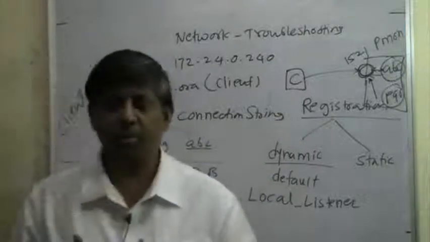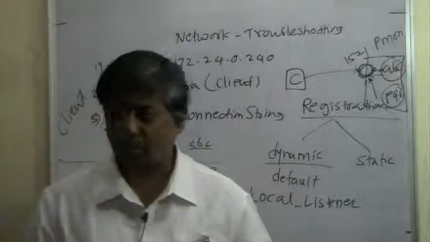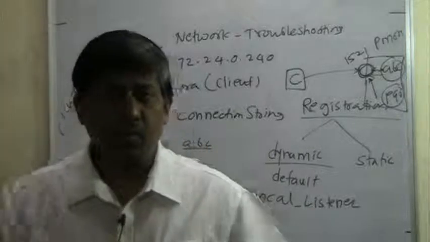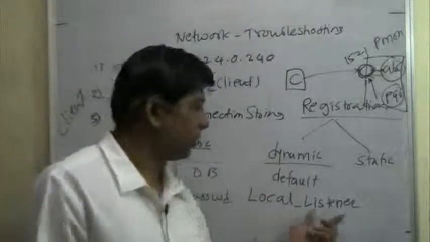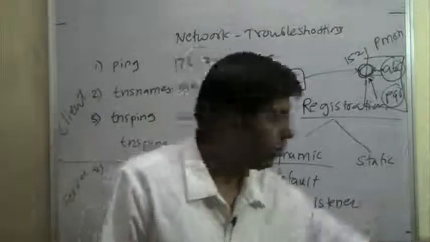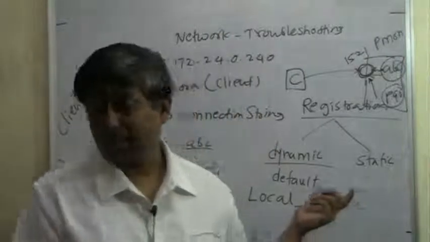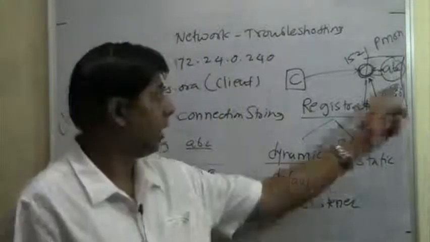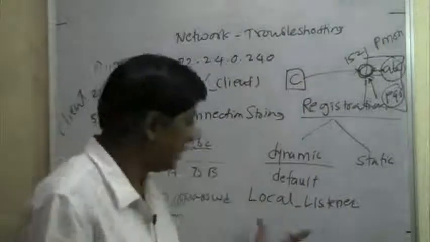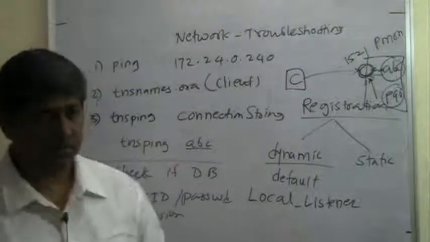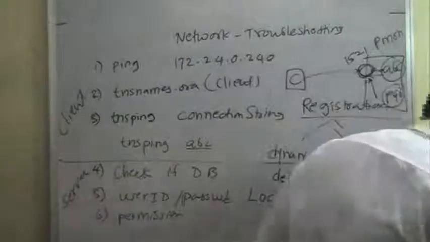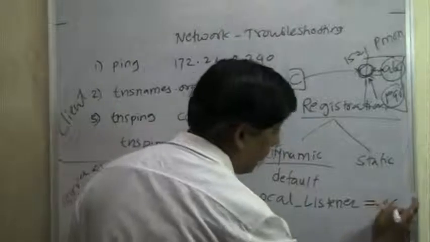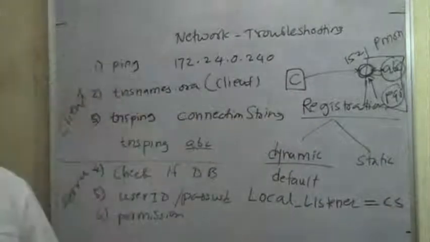Where do we write the initialization parameters? In the P file or in the SP file, depending on what you are using, the init.ora file. So in that you are going to say local_listener equals, and then you are going to write some information which will look like the connection string information, and that will do the magic of registering dynamically with the listener. So I will exactly tell you the syntax of this, how this whole thing works. Actually, the easier syntax I will tell you: local_listener is equal to connection string.